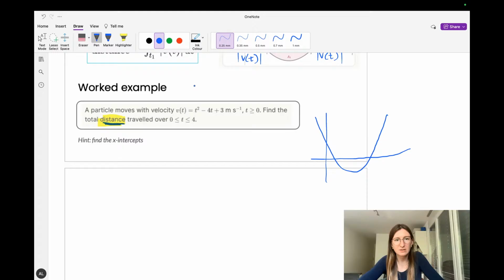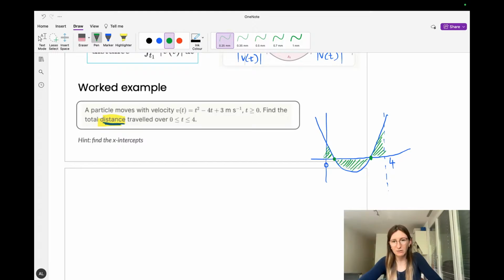All right, and we want from 0 to 4. Let's say that that's our 4 and that's our 0. So we want between these two values. So we're going to want this area. That's our first area. We're going to want the absolute value of this area, and we're going to want this area. So these three areas we need to add up. But we need to find out these 2 points here, because I need to take it in 3 different parts.